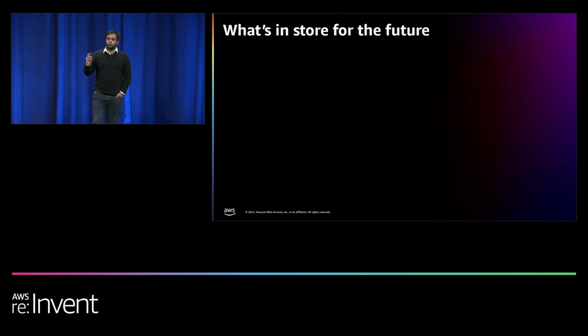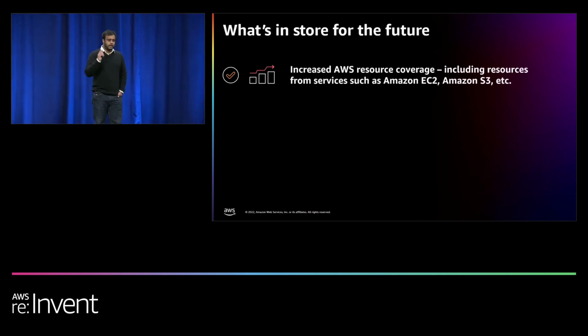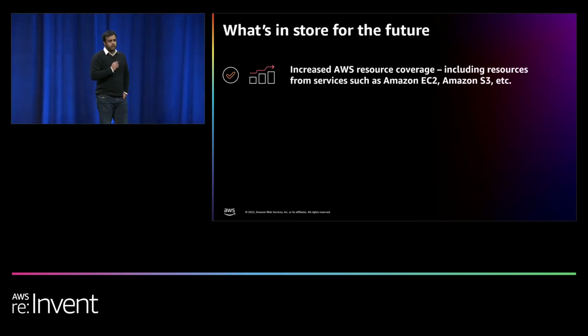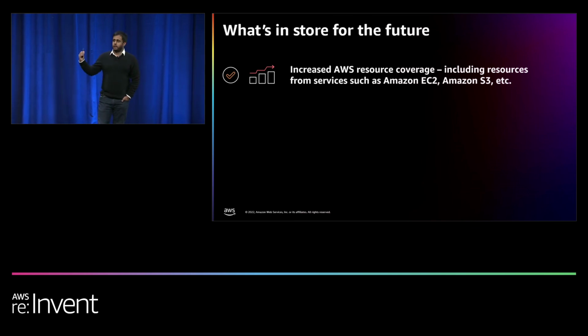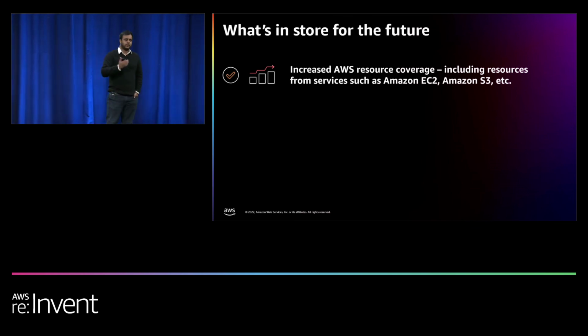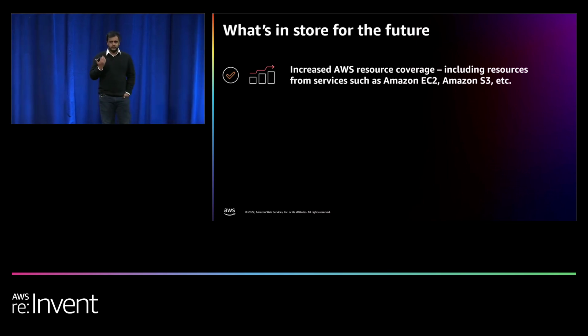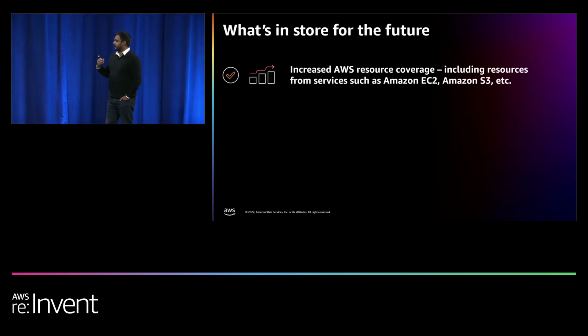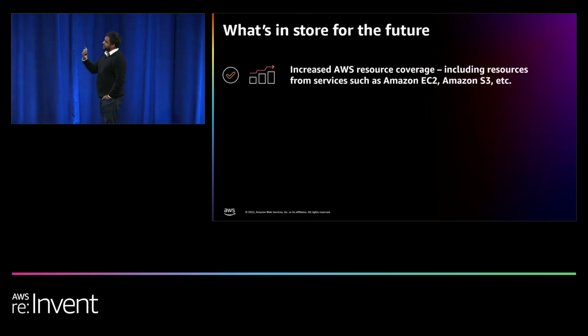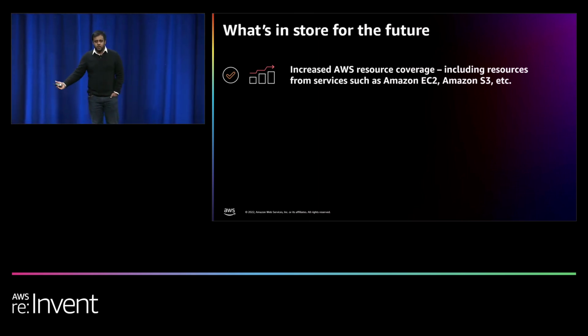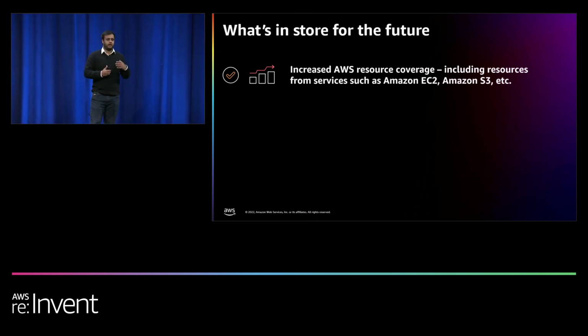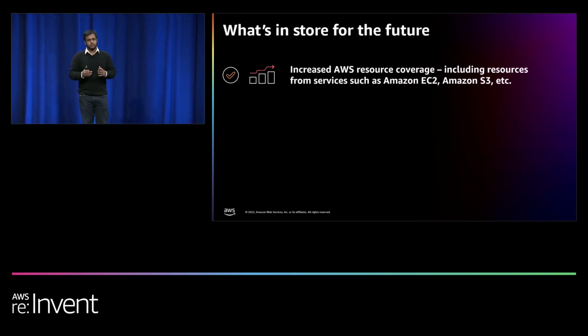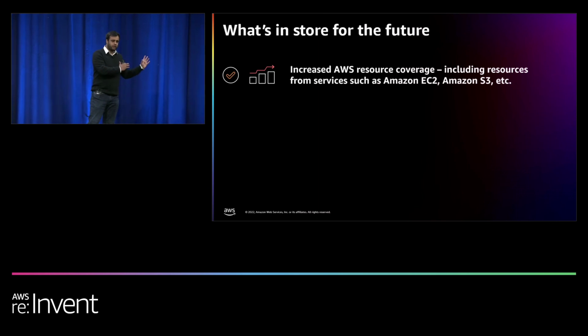So what's in store for the future? Increased AWS resource coverage. Today, we acknowledge, and we have heard from our customers, that some of the key AWS service resources like EC2 Security Group, EC2 Instance, and some resources in S3 families and some other services are not supported. So we have heard this, and we have this as the highest priority, to support some of these service resources that were launched way before Cloud Control API was available.